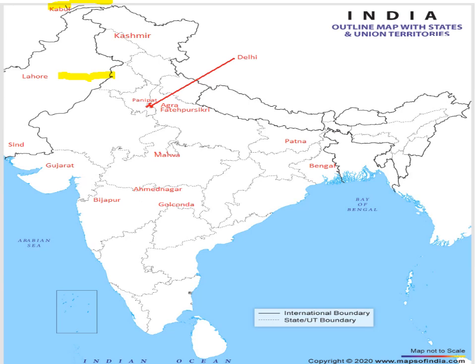Clear? So this map will also come for the 3 marks, meaning any 3 provinces can be asked in the exam for the location. 1 mark for each, or either half a mark for each, and if the provinces come for half a mark, then 6 will be asked in the paper. That will depend upon the examiner only.